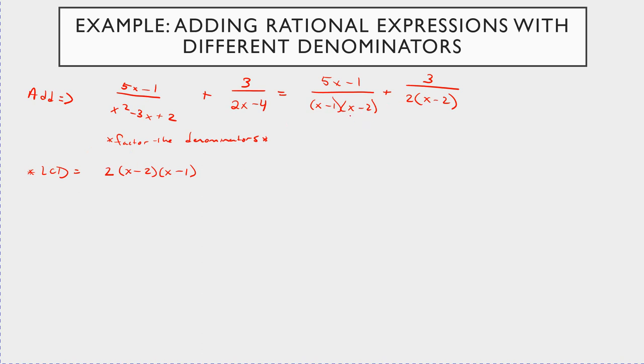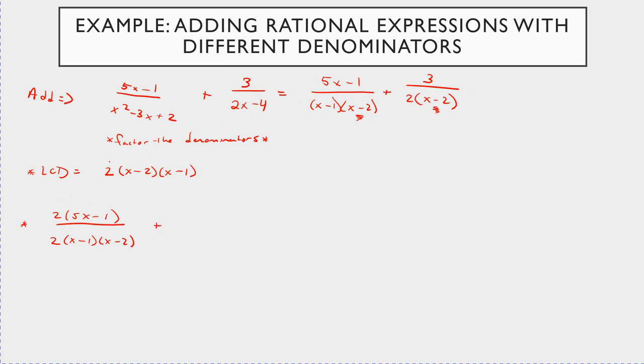So you factor, you look at what they have in common. They have an x minus 2, so I'm going to bring that down. And then I'm going to bring down the other missing factors. Whoop, x minus 1 and 2. So now the job becomes rewriting this as an equivalent expression. So look, this is x minus 1, x minus 2. It already has those. So what's it missing? It's missing a 2. So if I'm going to multiply a 2 in, I'm going to need to multiply the numerator by a 2 as well.